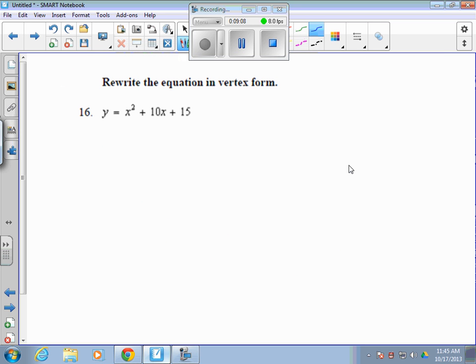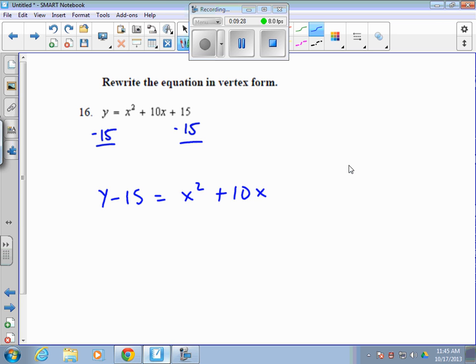Rewrite it in vertex form. Well, you need a perfect trinomial to make vertex form. 15 is not going to give you a perfect trinomial. So subtract 15 from the right and subtract it from the left. Now you have y minus 15 equals x squared plus 10x.